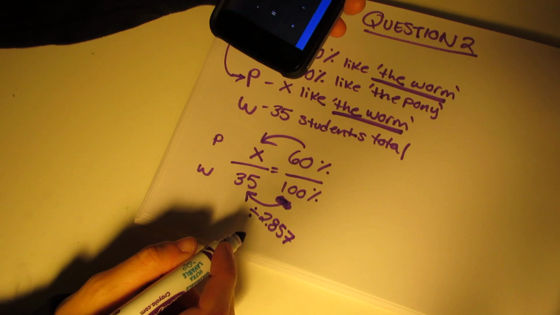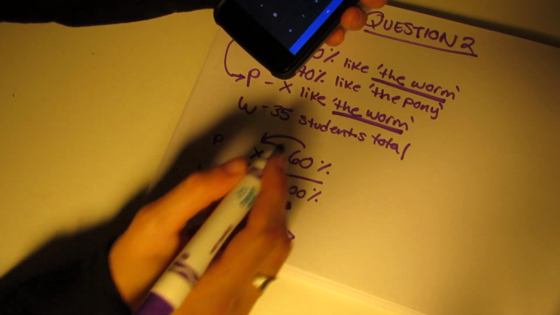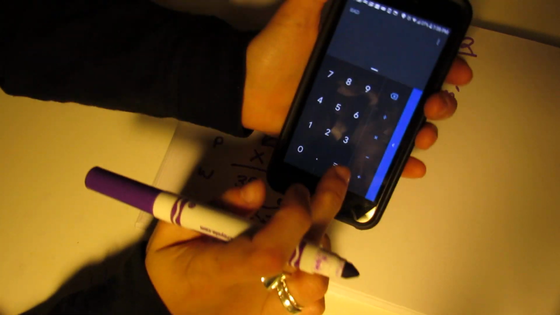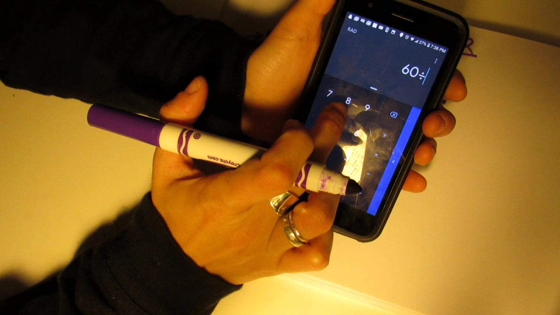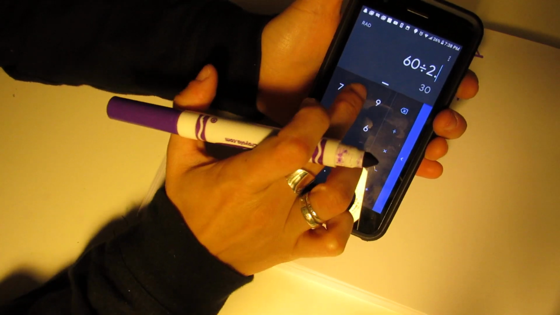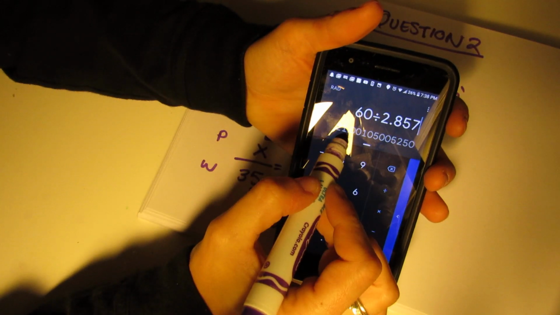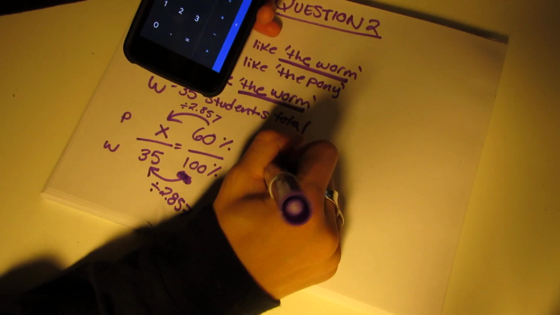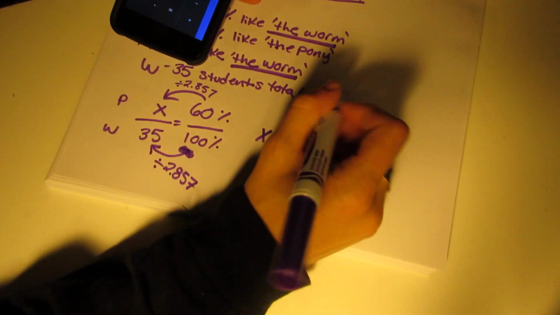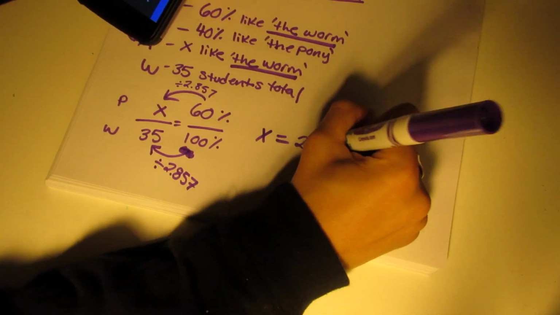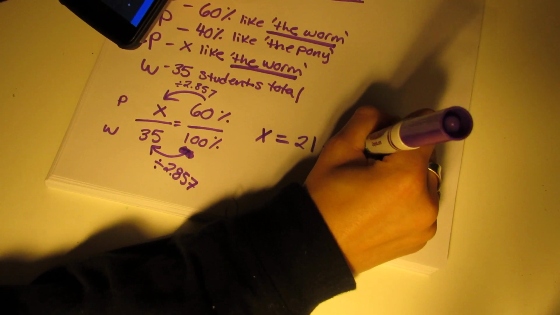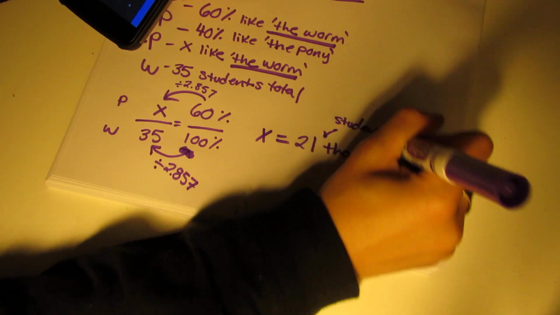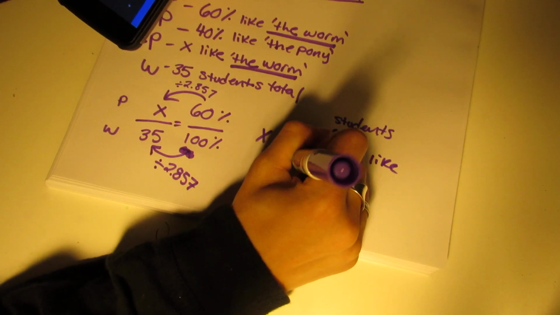Yes, it does. Okay, so I'm going to use that same scaling factor, and I'm going to divide 60 by 2.857. And I should get 21.001. So you can just keep 21, we'll leave it at that. So that means x is equal to, there are 21 students that like, oops, sorry, I should have added students that like the worm.